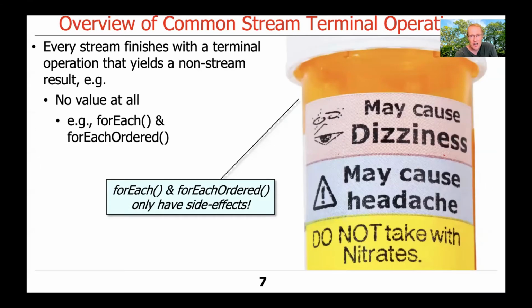So let's start by talking about the simpler terminal operations, the ones that don't return a value at all. And that would be, of course, forEach and forEachOrdered. And forEach and forEachOrdered are kind of interesting because they only have side effects. We've talked before about the fact that in functional programming, you typically don't want to have side effects. That's kind of the goal. But forEach and forEachOrdered are the special case. They're the exception that proves the rule, as people like to say, in a somewhat confounding and contradictory way. But basically, they don't return results. They have side effects.